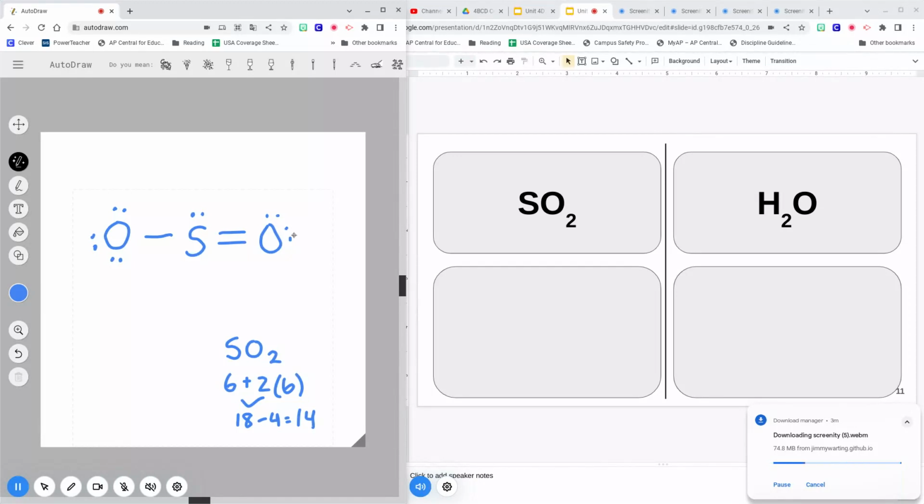So in this case, we have a double bond between one of the oxygens and sulfur and a single bond between the other oxygen and sulfur in order to use all the valence electrons and also for each element to achieve the octet rule. Try the next one, H2O.